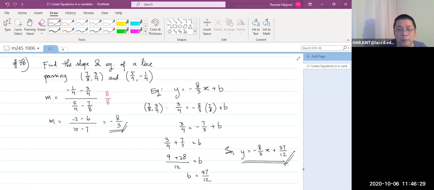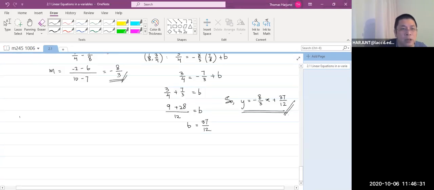Number 50. They tell us to graph it. I will not graph it. I will just get the equation. Number 50: find the line whose slope is -1/2 and contains -1, -6. So because the slope is -1/2, y equals -1/2 x plus a constant.